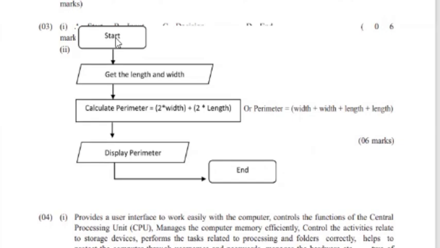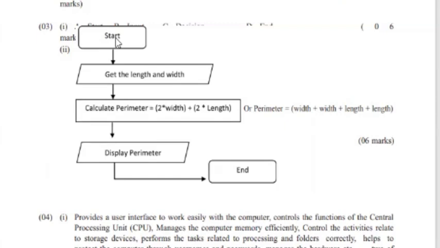It can be 2 multiplied by width, summation with 2 multiplied by length. Or you can check with width plus length. Okay, in addition you can check with width plus length multiplied by 2. The calculations you can write down using those patterns.